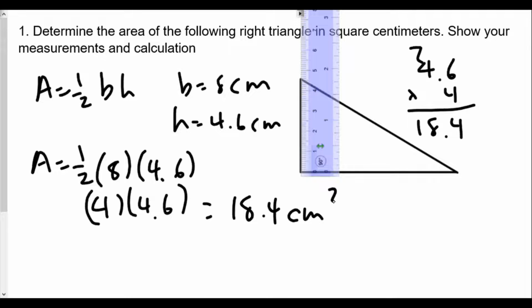Now, your triangle will be a little bit different, your measurements and all, but this is the procedure we'll use. We measure and then just fill into our formula. Okay? So that's question number 1.